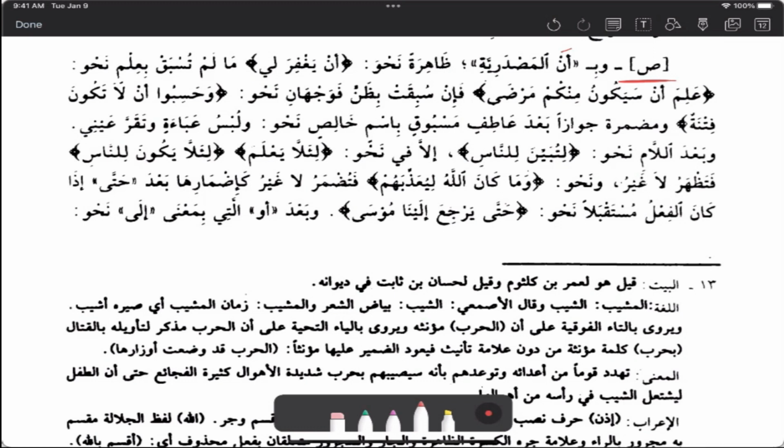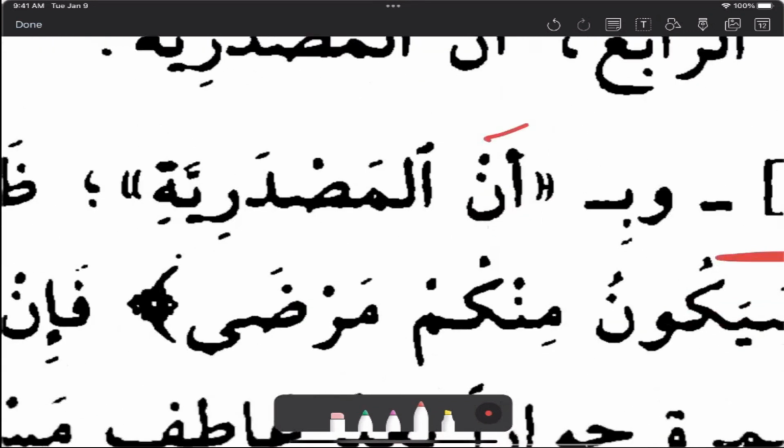وبأن المصدرية. Also, the fi'l mudari' is made mansoob by the particle an al-masdariyah. So we talked about an al-masdariyah before because we talked about kay al-masdariyah just 2 weeks ago. It was very important for you to study that. So if we read this, you'd say wa bi anil masdariyah, we'll throw a kasra there.